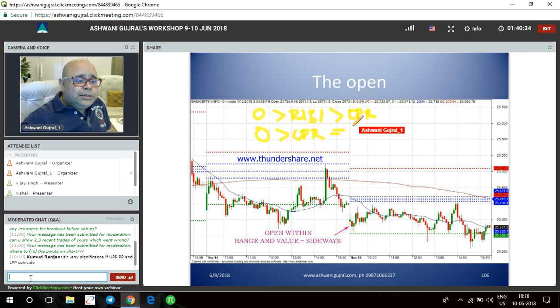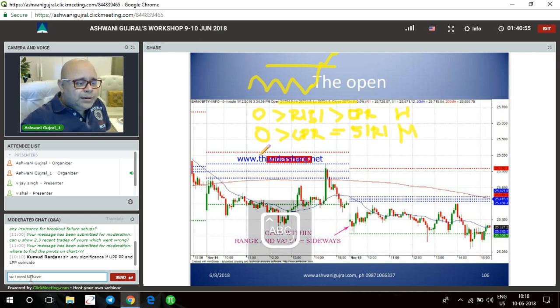equal to S1 R1. By equal to I mean within. Okay. So on this day we start range bound and then we wait for S1 R1 to get taken out to get a trend. This is medium opportunity. This is high opportunity, and if open is equal to CPR, which means inside the range, inside S1 R1, then opportunity is lowest.